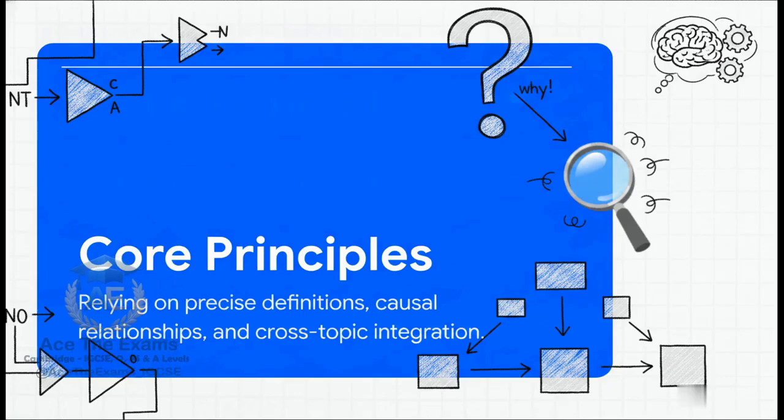This is where we decode the command words and apply what top students use, the PEEL framework. That stands for point, evidence, explanation, and link. You make your point about the logic gate, you provide the evidence from the inputs, you explain the causal relationship of how the gate processes it, and you link it back to the final output.